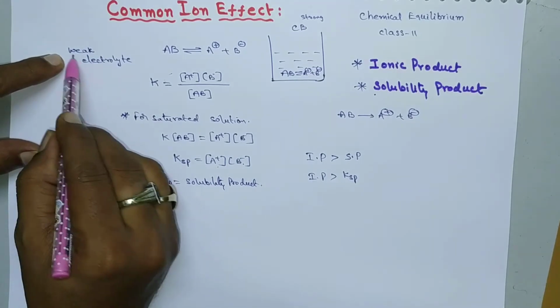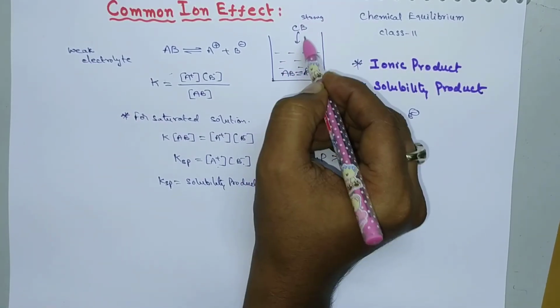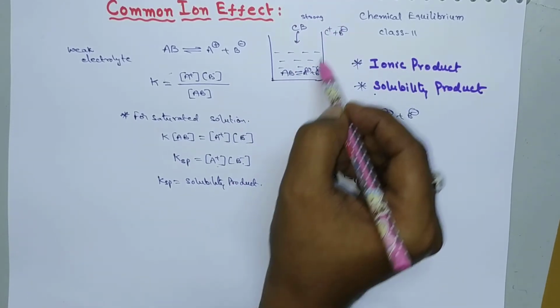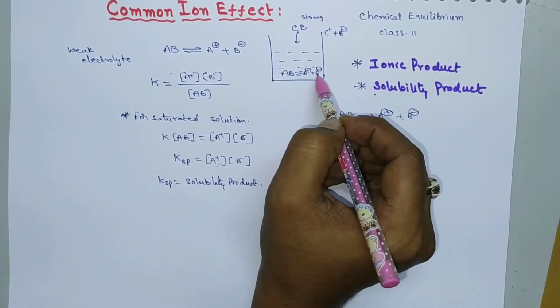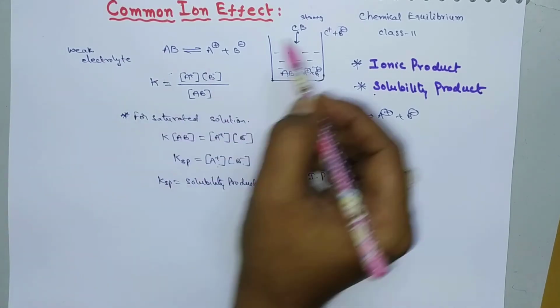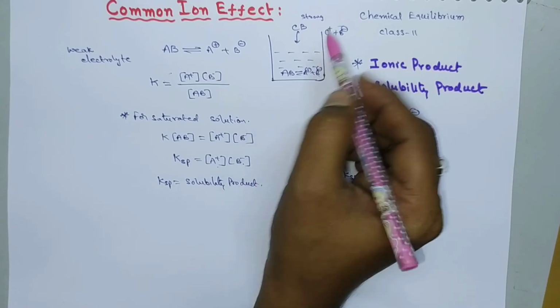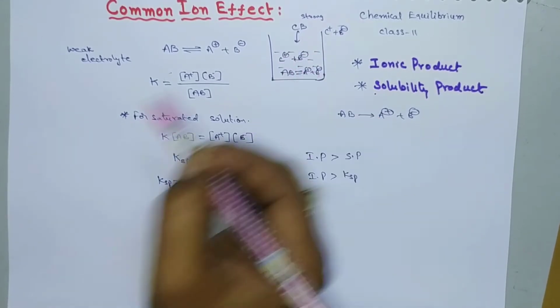Here we are considering a weak electrolyte. To this weak electrolyte, we are adding another strong electrolyte which has ions C plus and B minus. So here the common ion is B minus. In such a way, we have to add a strong electrolyte to the weak electrolyte. By adding this, the strong electrolyte will dissociate completely into ions. That's why it produces the maximum amount of C plus and B minus.